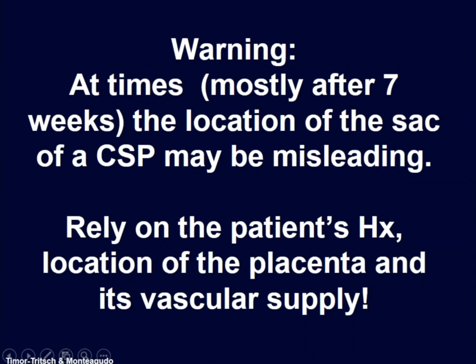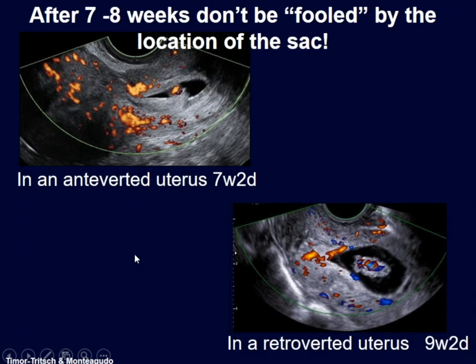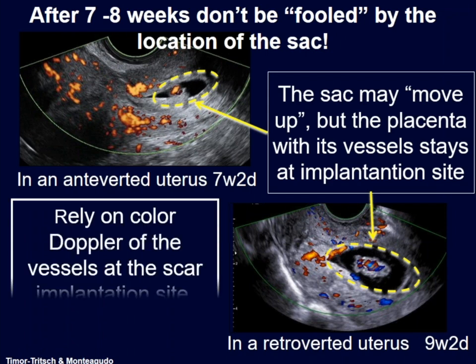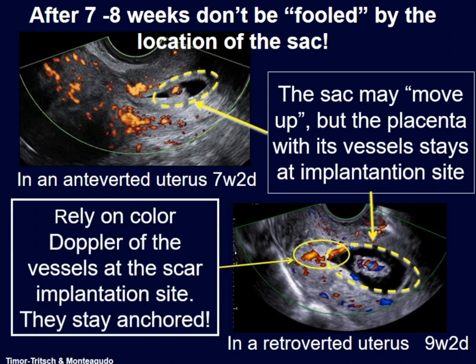But I warn you that at times, mostly after 7 weeks, the location of the sac may be misleading. Rely on the patient's history, location of the placenta, and its vascular supply. Let me demonstrate this to you. After 7 to 8 weeks, you will be fooled by the location of the sac. The sac may move up, but the placenta with its vessels stays at the implantation site. Rely on the color Doppler of the vessels at the scar implantation site.